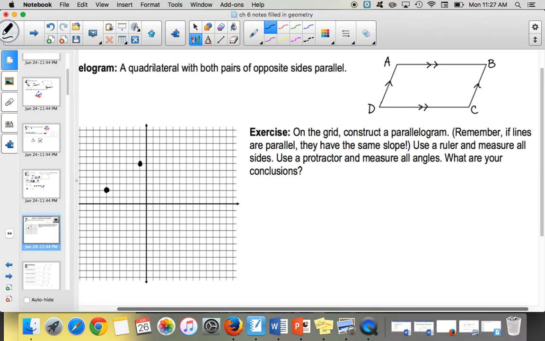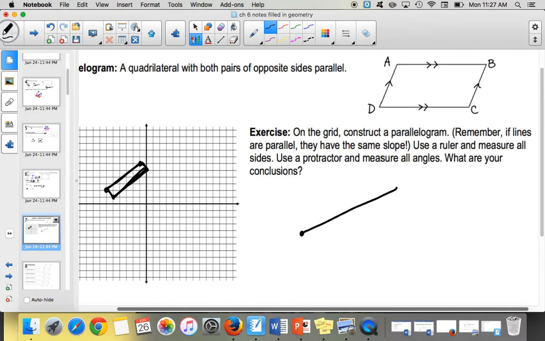Then I could say, I'm going to go down 1, right 1. And then I'm going to go up the same slope that I did before. This would be a parallelogram. And I could then measure all those angles and all those side lengths and so on. Okay, so what are your predictions?